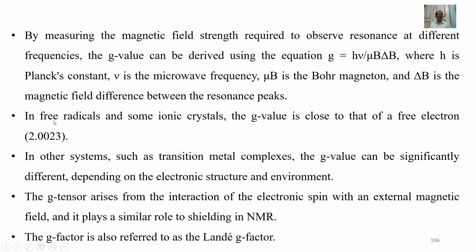In free radicals and some ionic crystals, the g value is close to the free electron value, which is 2.0023. In other systems, such as transition metal complexes, the g value can be significantly different, depending on the electronic structure and the environment. The g tensor arises from the interaction of the electron spin with an external magnetic field, and it plays a similar role to shielding in NMR. The g factor is also referred to as the Landé g factor.